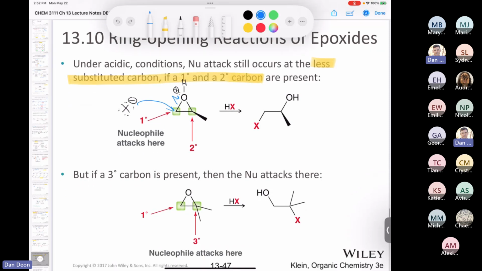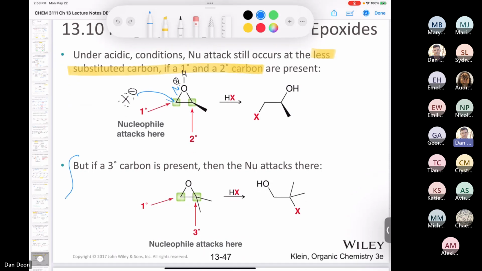However, this is where it gets really interesting. I know that not everybody finds this interesting, but I can't think of a better word right now. If you have a primary and tertiary, it attacks the tertiary carbon. And if you're going, I hate this class, why would it attack the most hindered carbon, that goes against everything you taught me? I'd say, yeah, in a way, it does.